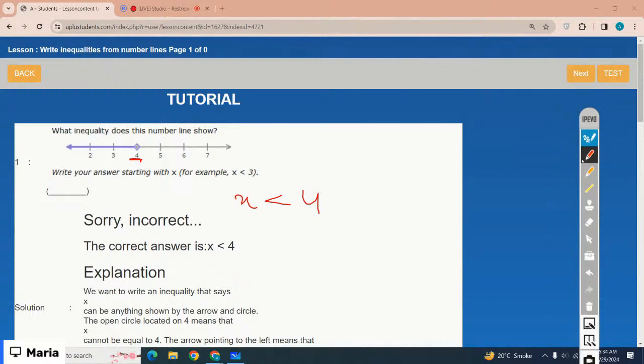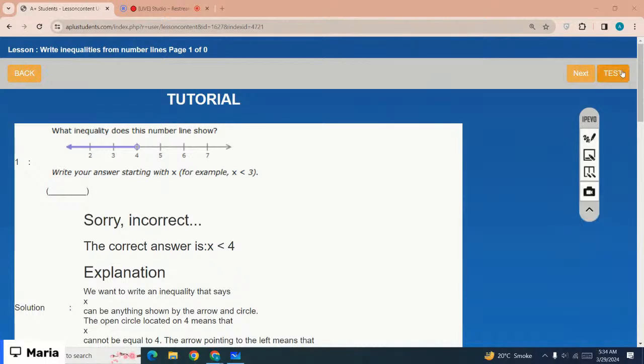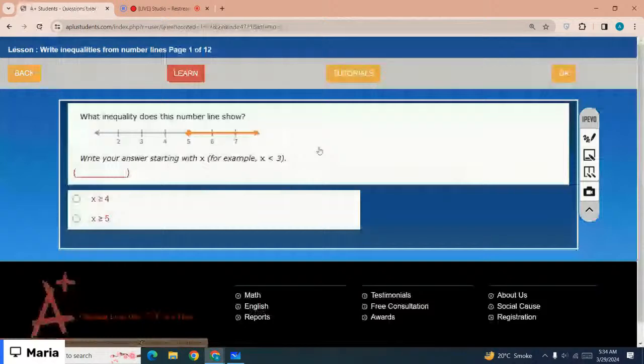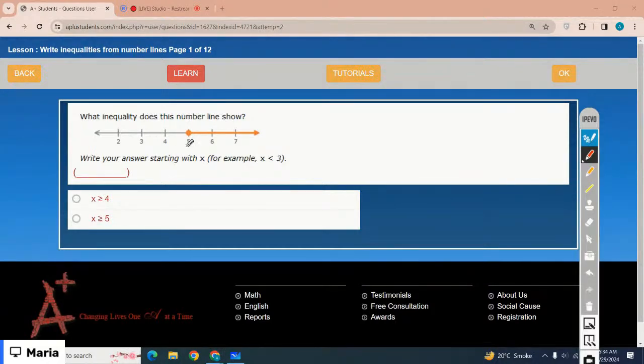Okay, let's just start with the practice questions. What inequality does the number line show? Right? Two things you need to see here: the filled circle, and which side the arrow is pointing. Now the arrow is pointing to the numbers that are greater than 5, right?